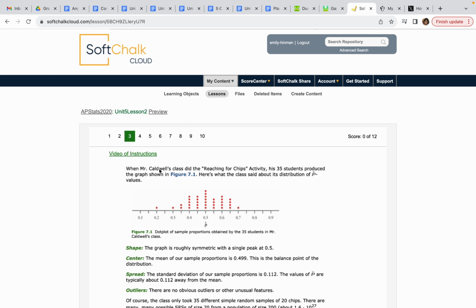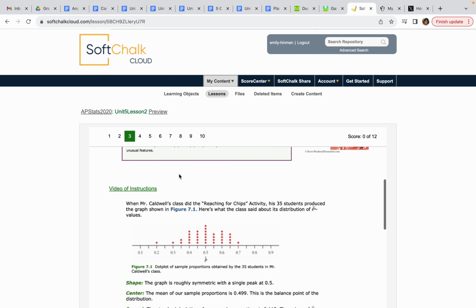So his 35 students, each 1, 2, 3, 4, 5, 6, 7, 8, 9, 10. This is 35. They each did a sample proportion, right? So every sample proportion is then graphed. So how do you make a graph? You need the data, right? You need a whole bunch of samples.